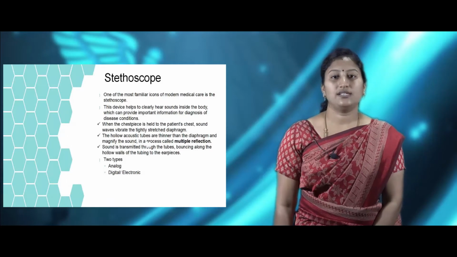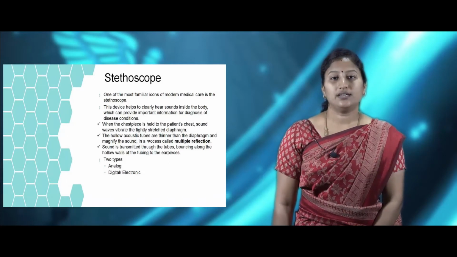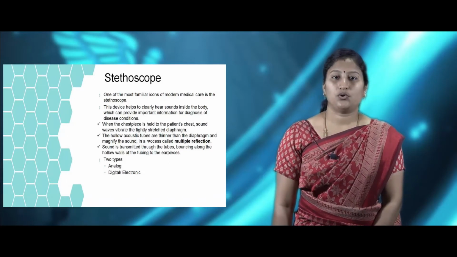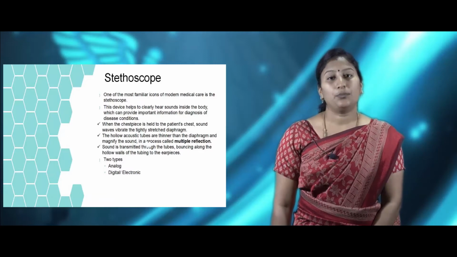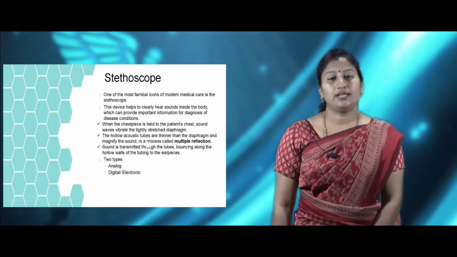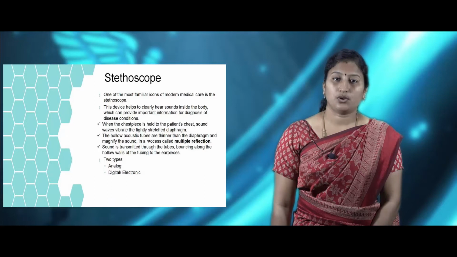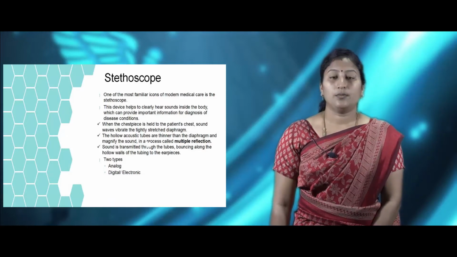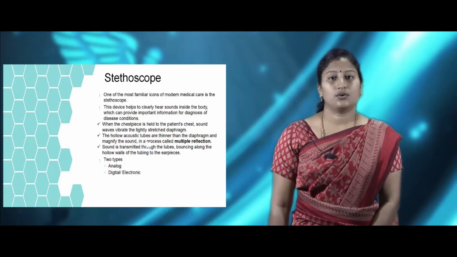Stethoscope. This device helps to clearly hear the sounds inside a human body, which can provide important information in order to diagnose disease conditions. This stethoscope mainly works based on the principle of multiple reflection. There are two types of stethoscope, analog and digital or electronic stethoscope.